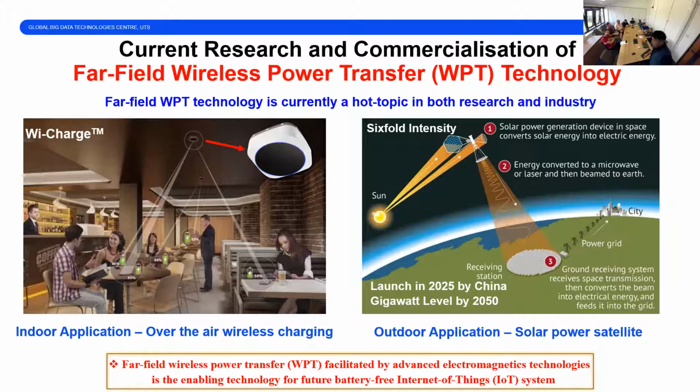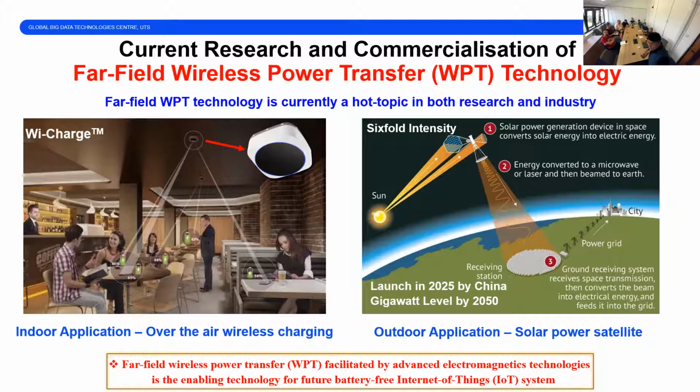So the project is to capture the solar energy in space and transmit it via microwave to the ground, capture it, and deliver it to the electricity grid. So that is the plan, one plan by the project in China.